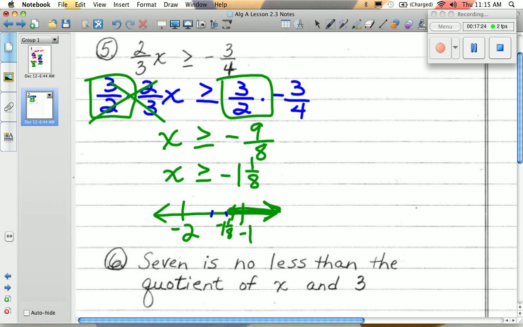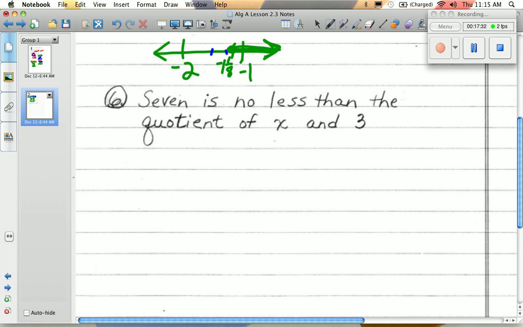So does anyone have questions about number 5? Any part we need cleared up? Okay, then we have one more to do. First of all, we have to set up our own inequality statement. So, 7 is no less than the quotient of x and 3. I like that they use the word is here, because that tells me I'm going to have some sort of symbol, not an operation symbol, but an inequality symbol. So, is no less than. We have to figure out how that would look.